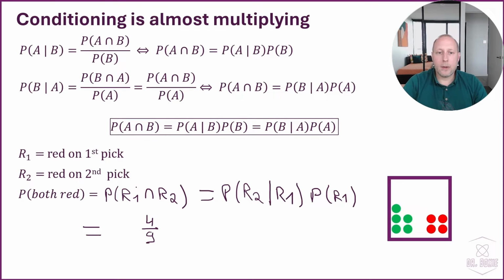Well, on the second pick there are only 8 balls left, and because we picked a red ball on the first one, there are only 3 red balls left for the second pick. In other words, this here, 3/8 times 4/9, is the probability to pick 2 red balls. And this can be simplified and you find that it is 1 out of 6. So this is how this formula can be used in a very simple example.